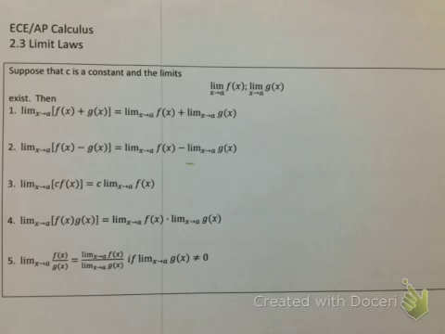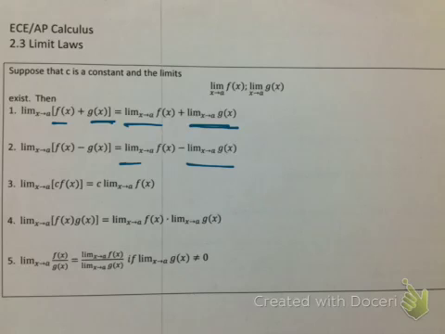Saying if I have the limit of two different functions, f of x and g of x, and I'm trying to find the limit as x goes to some number of f of x plus g of x, what can I do? I can find the limit of each one separately, then I can add the answers together. Second one, what's the second one saying? The exact same thing with subtraction. I can separate them, do them separately, and then subtract them.